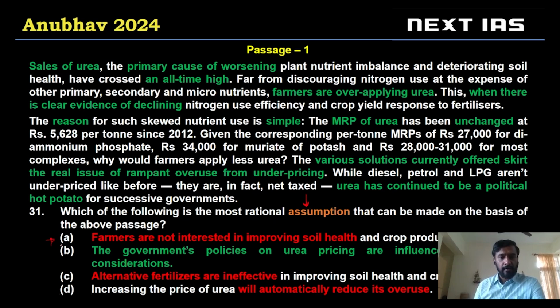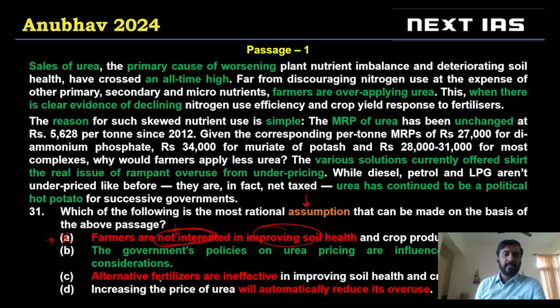Okay. Now let's draw assumptions from this. Let's look at A. Farmers are not interested. Farmers are not interested in improving soil. This has not been discussed in the passage. So option A is therefore invalid. I can't say farmers are not interested.